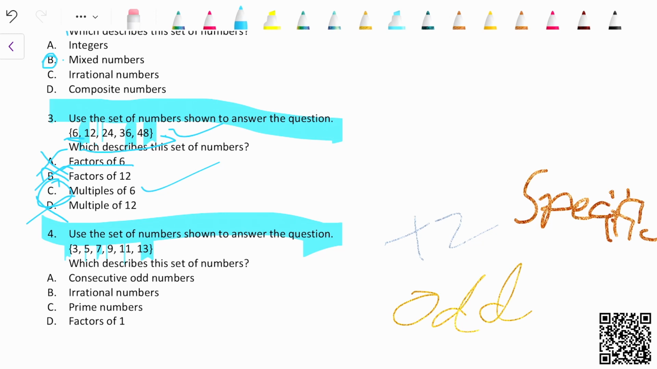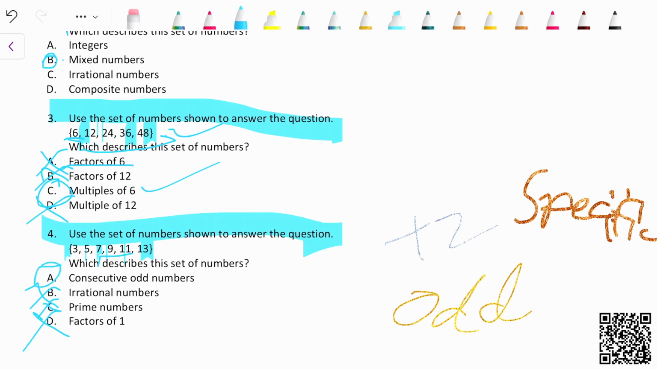Yeah, it's definitely not irrational numbers. Irrational numbers are numbers like pi that go on forever and ever. And then there's prime numbers. Well, no, because 9 is not prime. And factors of 1, that's even worse. There's not even a 1 in there. So it has to be consecutive odd numbers.